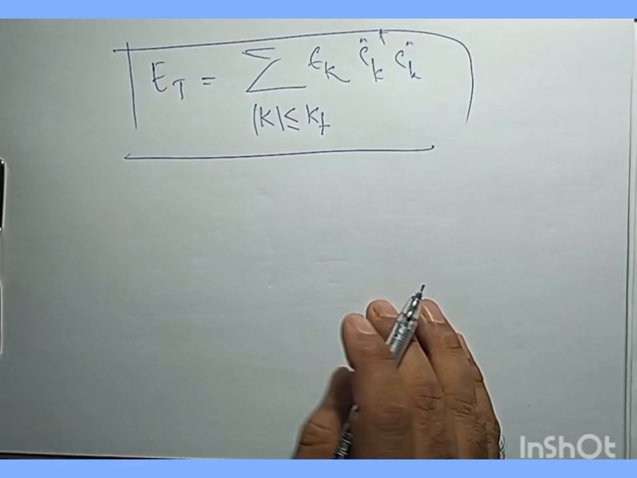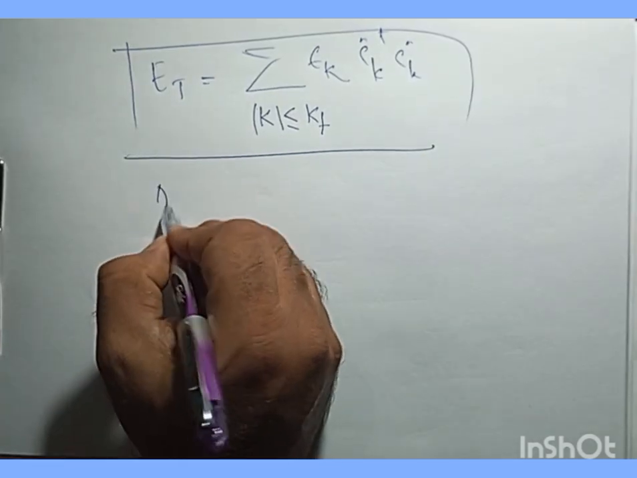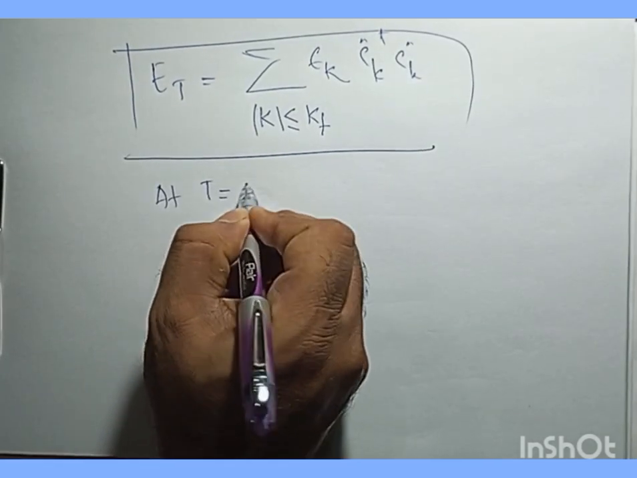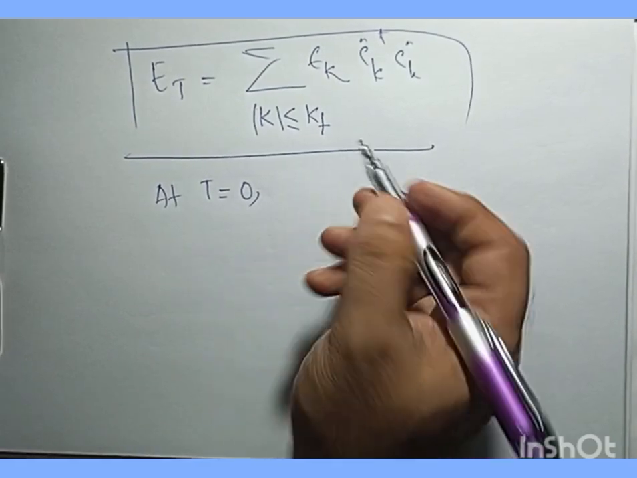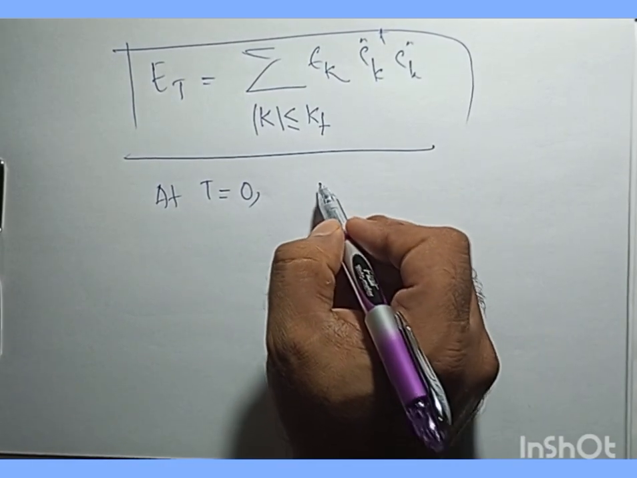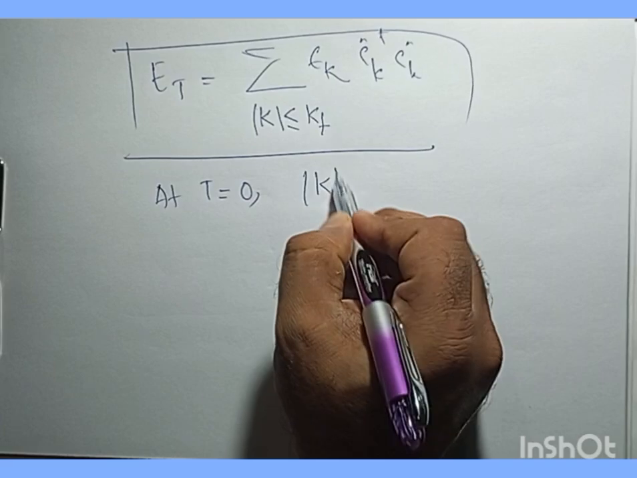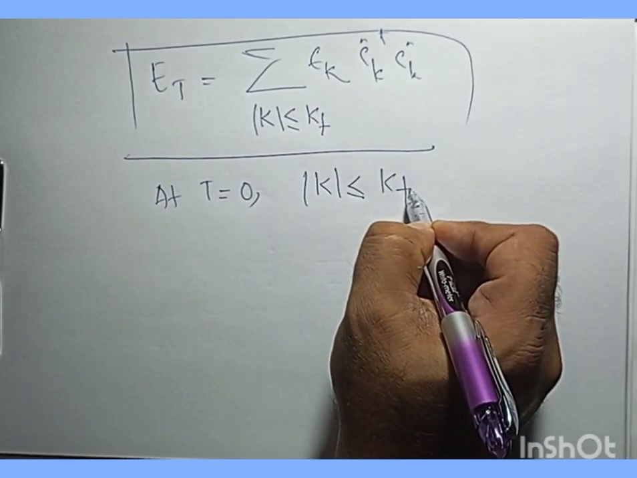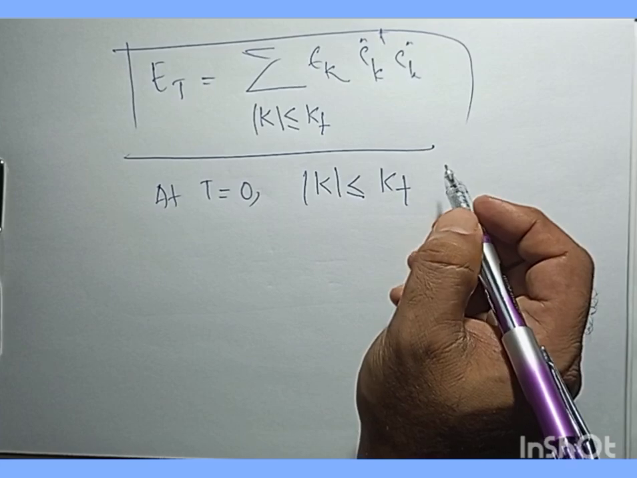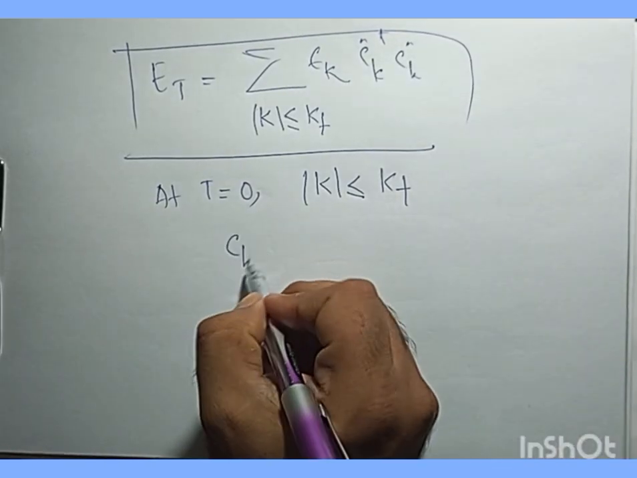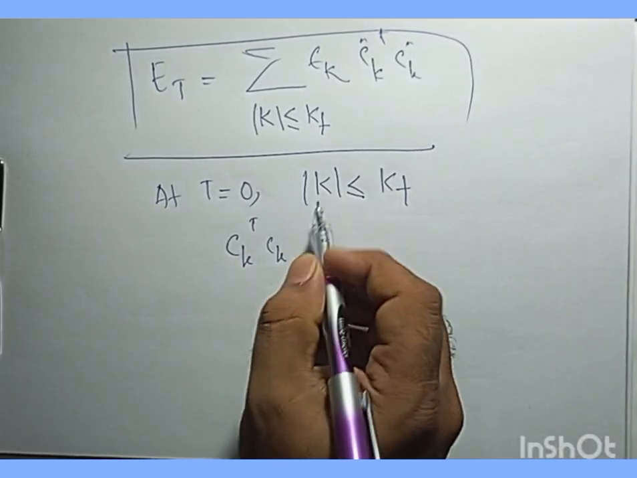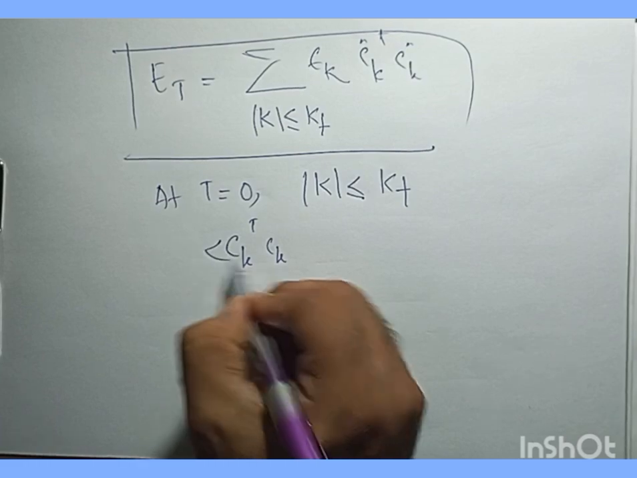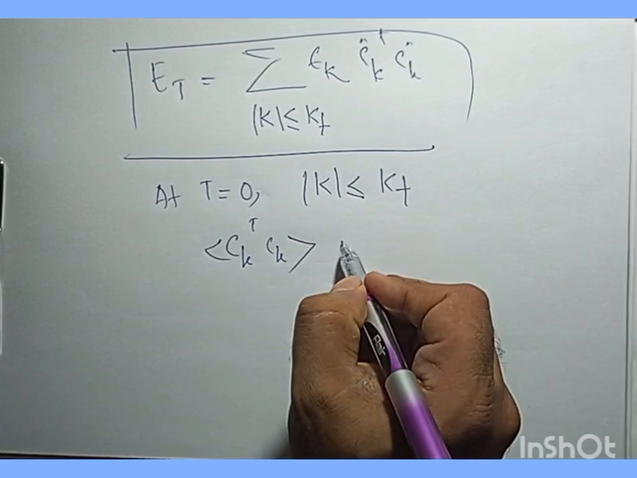Now, if I talk about T equal to 0, what's going to happen? The magnitude of k is less than or equal to kF, and you have all the states occupied. That means the number c_k dagger c_k is equal to 1.